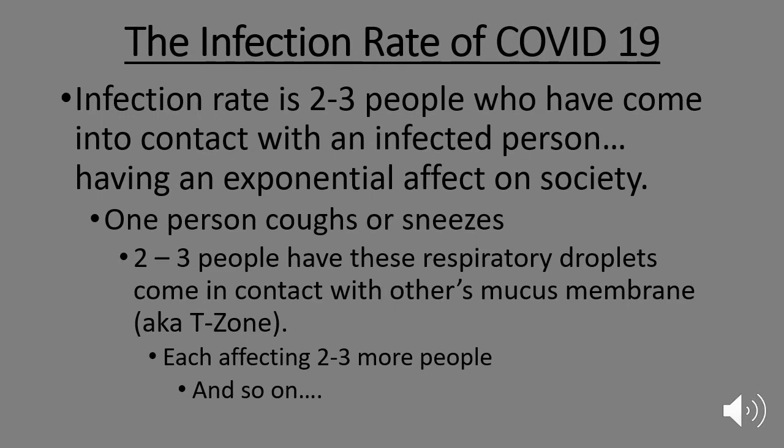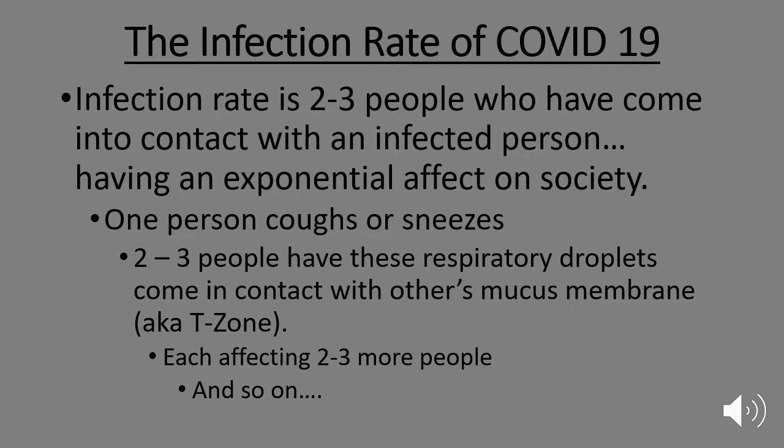The infection rate of COVID-19. The infection rate of COVID-19 is that 2 or 3 people who have come into contact with an infected person are then exposed and/or infected, which has an exponential effect on society. So let's say, excuse me, I'm infected. I'm not, by the way, but I am infected and I go have coffee at Starbucks, even though it's closed right now, but let's just say it wasn't closed and I'm sitting in there and there's 10 people in there.